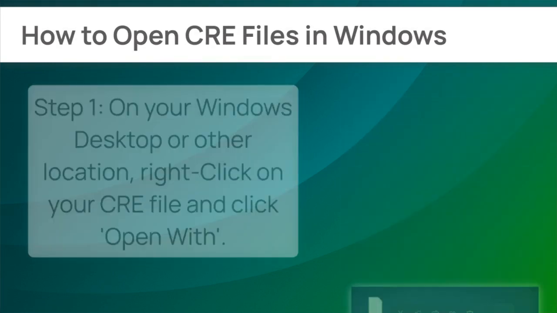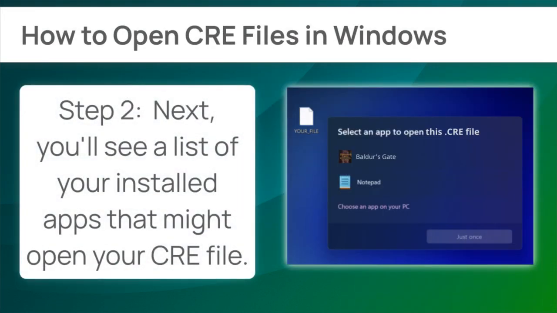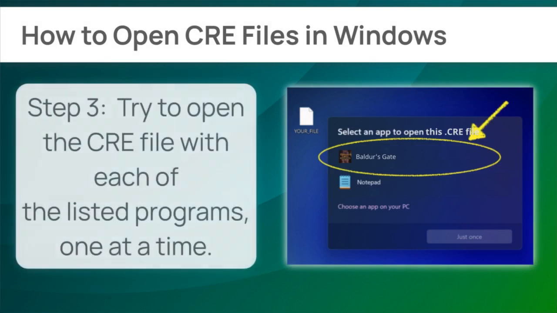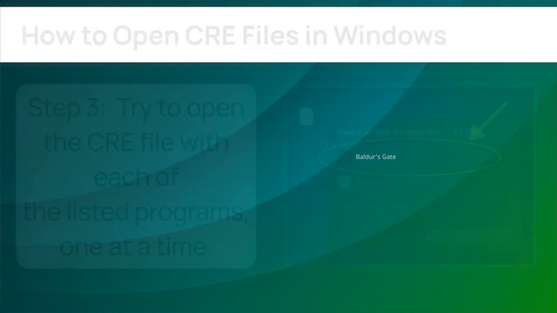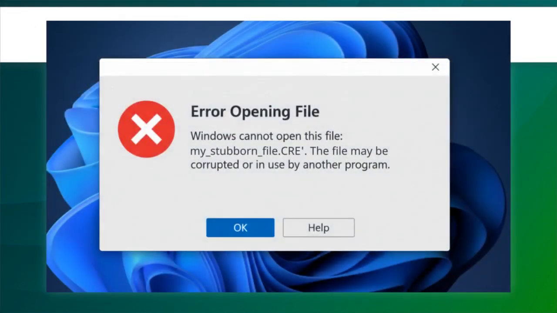Right-click the CRE file and choose Open With. Test Baldur's Gate if available. If it's not, choose another program. Different software often has better luck with specific CRE variants. If you still cannot open your CRE file, that is okay. The easy solution is off the table.